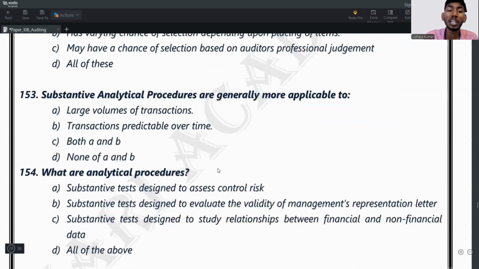Moving to question 153: substantive analytical procedure is generally more applicable to large volumes of transactions, and transactions predictable over time, right? Both A and B. The option is both A and B, because with large volumes of transactions, analytical procedures can efficiently analyze trends and ratios across many transactions, making them applicable where there are large amounts of data. And transactions predictable over time: these procedures are especially effective for transactions that exhibit predictable patterns, as they allow auditors to assess whether the recorded amounts align with expectations based on historical data, right? So the option is both A and B.